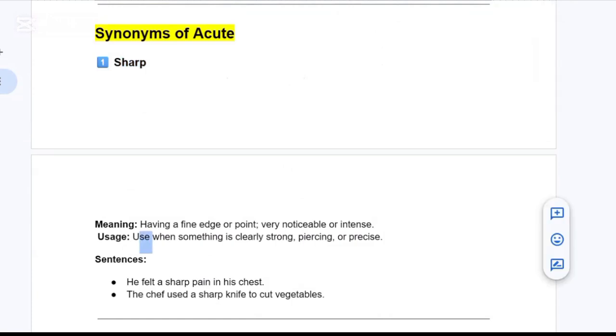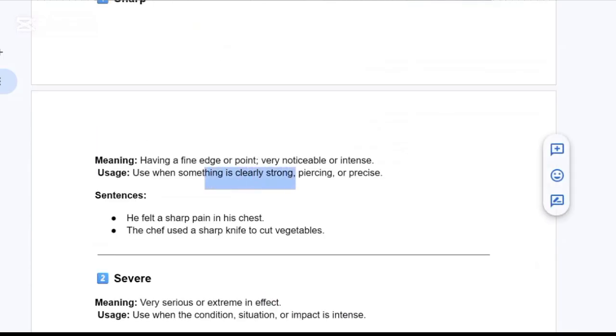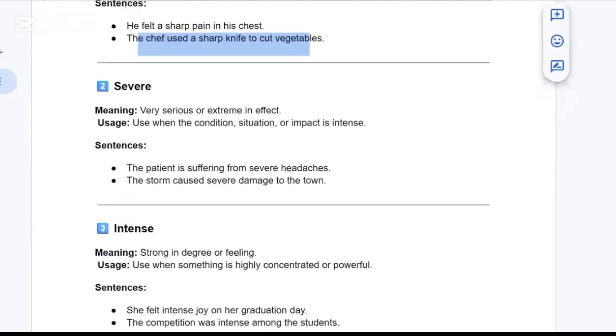Sharp: having a fine edge or point, very noticeable or intense, just like this. When something is clearly strong, piercing, or precise, we can use it. He felt a sharp pain in his chest. The chef used a sharp knife to cut vegetables.